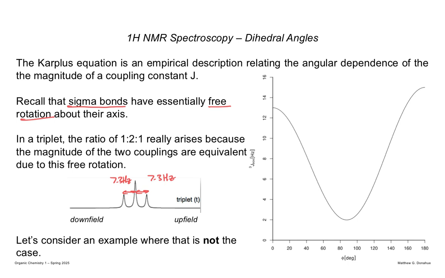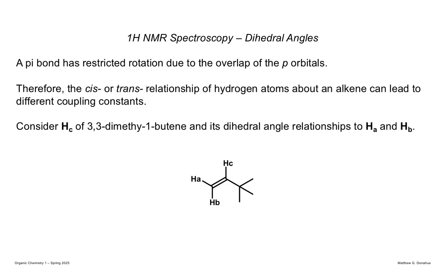So now the question is, what if you do not have free rotation? What if there's a situation where that bond can't rotate and the dihedral angle is fixed? How do you figure that out? The case example that we'll use is this molecule shown here, 3,3-dimethyl-1-butene. So there's the numbering.